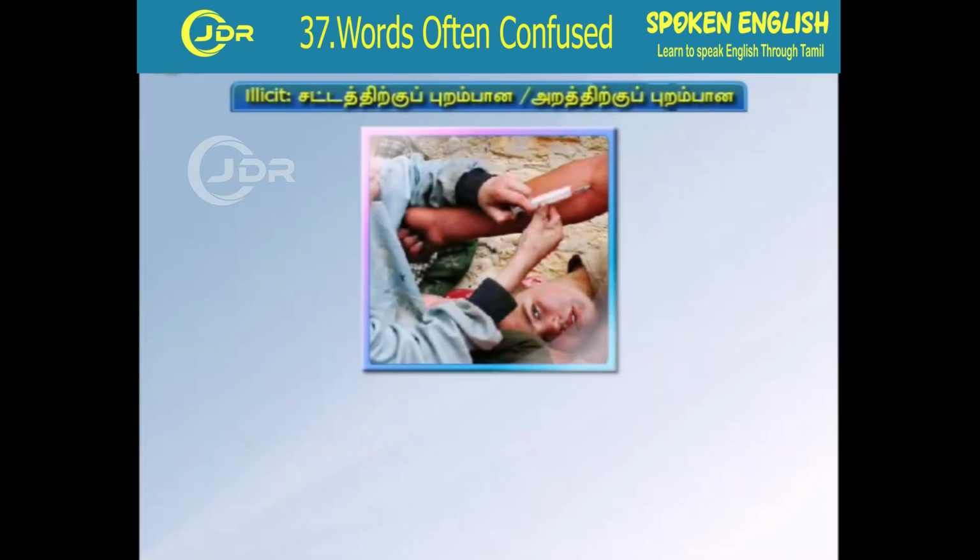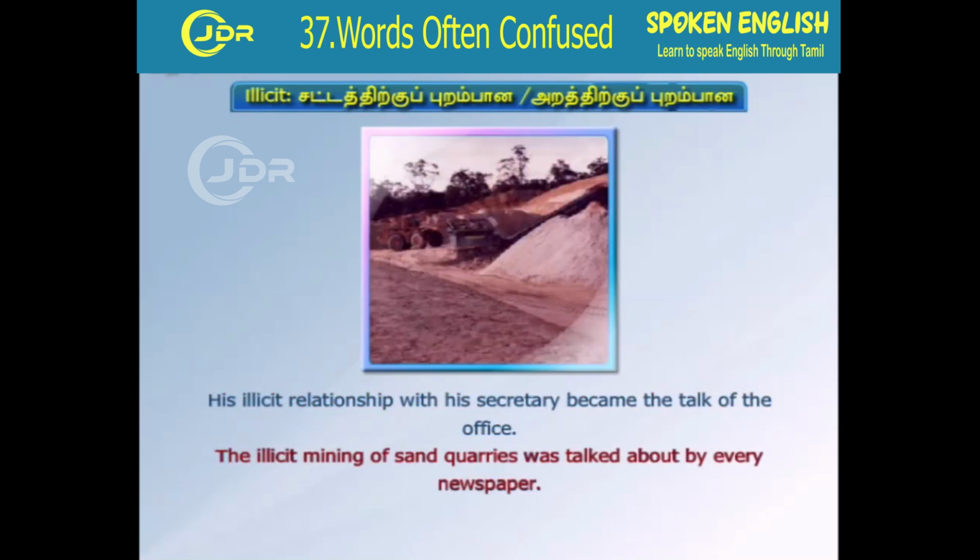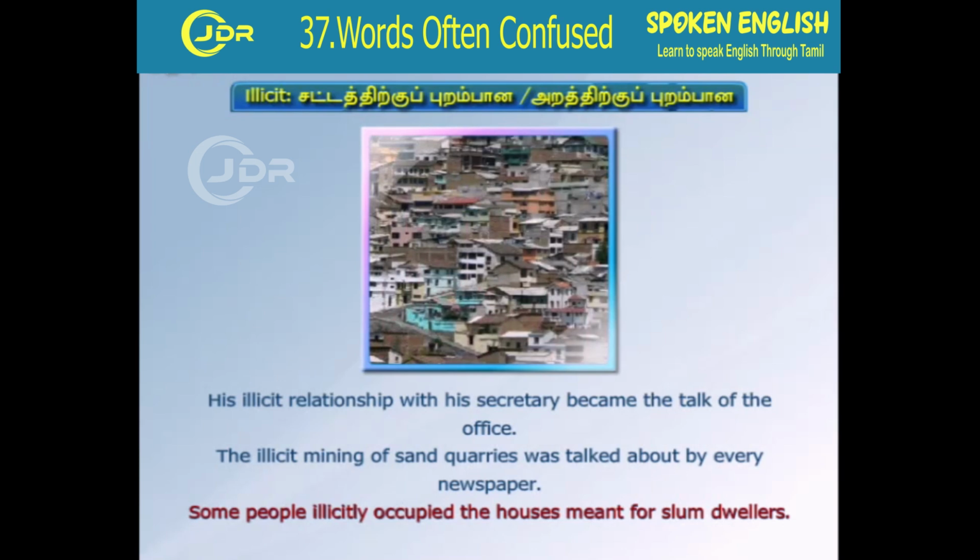Illicit, சட்டத்திற்கு புறம்பான, அறத்திற்கு புறம்பான. His illicit relationship with his secretary became the talk of the office. The illicit mining of sand quarries was talked about by every newspaper. Some people illicitly occupied the houses meant for slum dwellers.